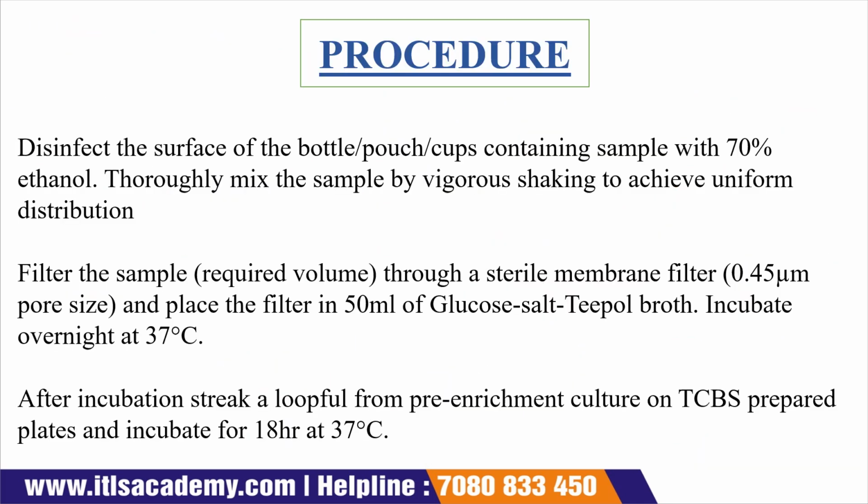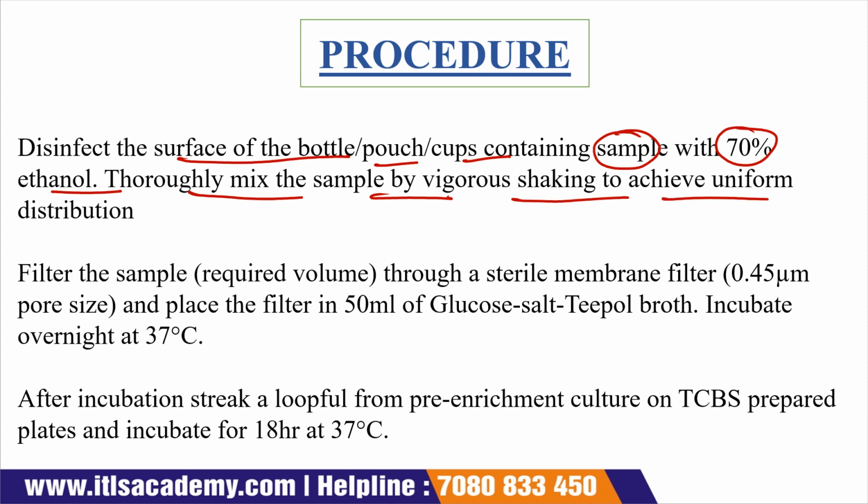Now come to the next slide, that is the procedure. First of all, we disinfect the surface of the bottle, pouch, or cup which already contains the sample with the help of 70% ethanol, and thoroughly mix the sample via vigorous shaking so that it achieves a uniform distribution. And again this will be performed in a laminar airflow.